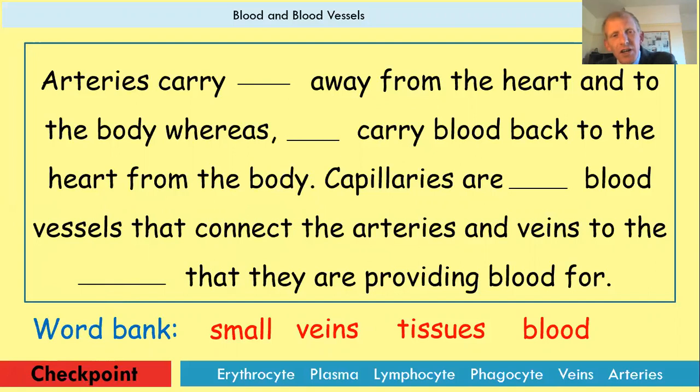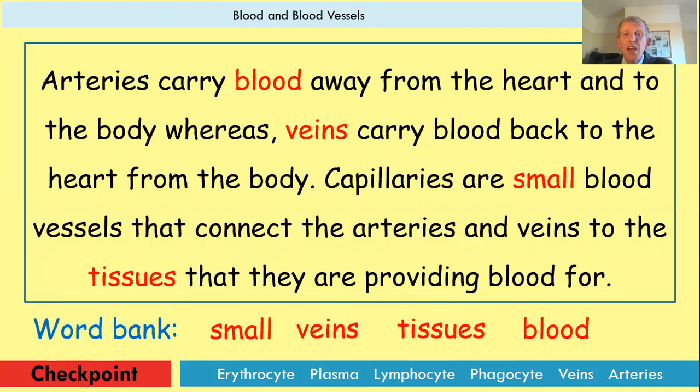Okay, guys, well done for having a go at that. We're going to go through the answers now. Hopefully you've all had a good stab at it. But arteries carry blood away from the heart and to the body, whereas veins carry blood back to the heart from the body. Capillaries are small blood vessels that connect the arteries and veins to the tissues that they are providing blood for.